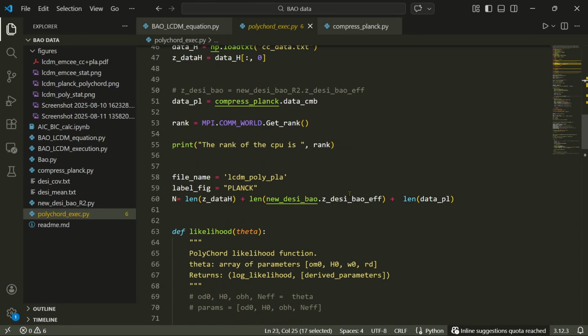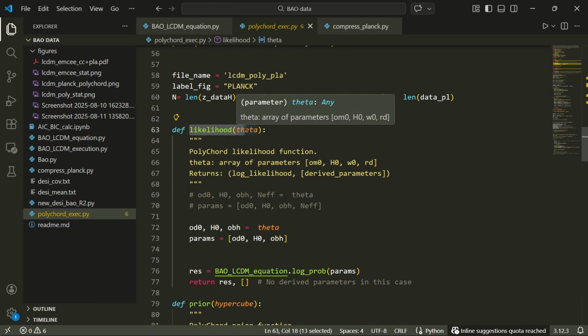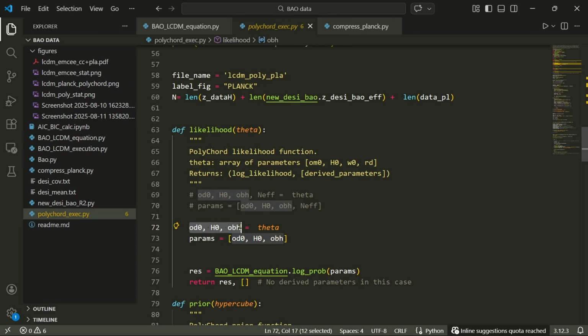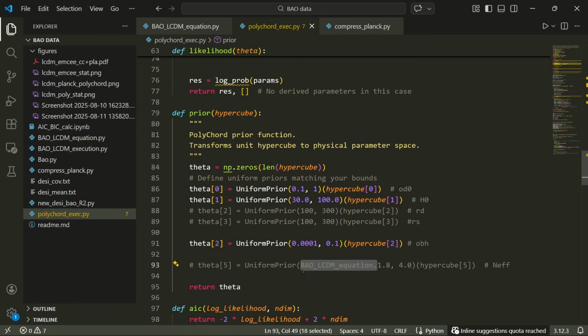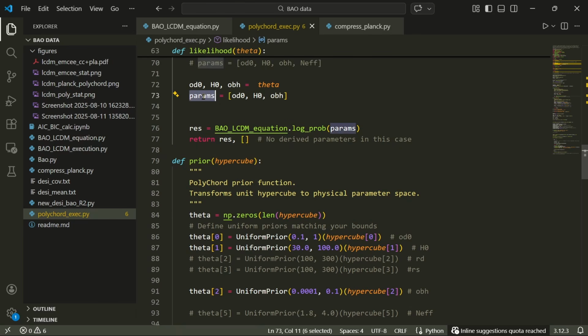So over here I have defined something called likelihood. This is the likelihood estimation, basically the same thing. These are my parameters. I have named them: the first parameter is OD0, another parameter is H0. Make the parameter list in the form of an array. From the BAO lambda CDM equation, bring me the log probability, and I will simply insert these params.